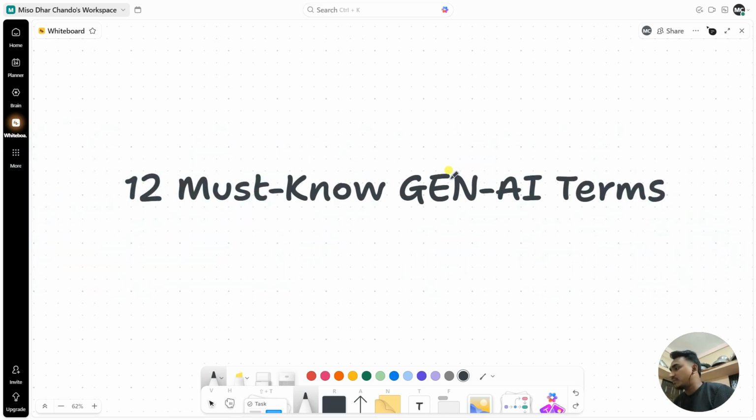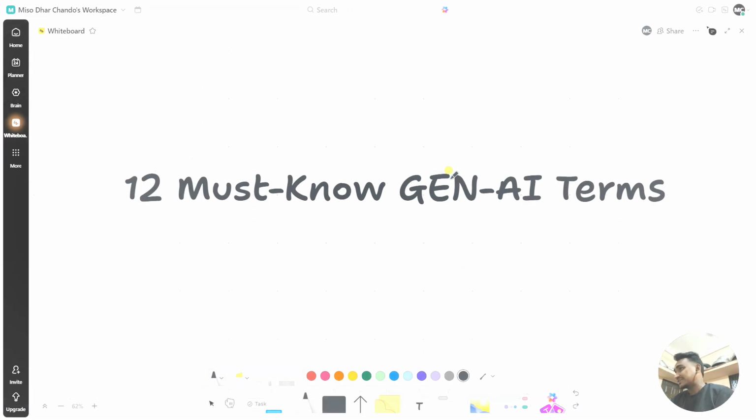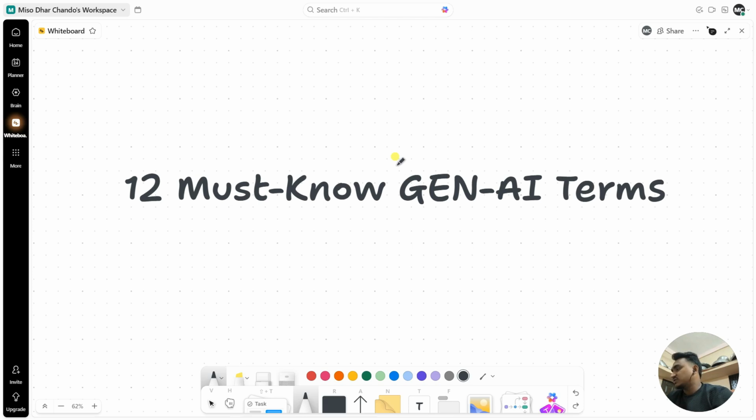Today we are diving into 12 essential terms you absolutely need to know if you want to understand the world of generative AI. Whether you are a beginner or a professional, these are the building blocks behind tools like ChatGPT, Claude, or Google Gemini. So let's get started.